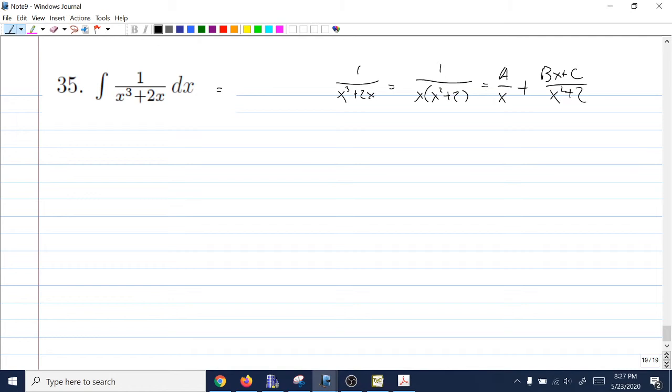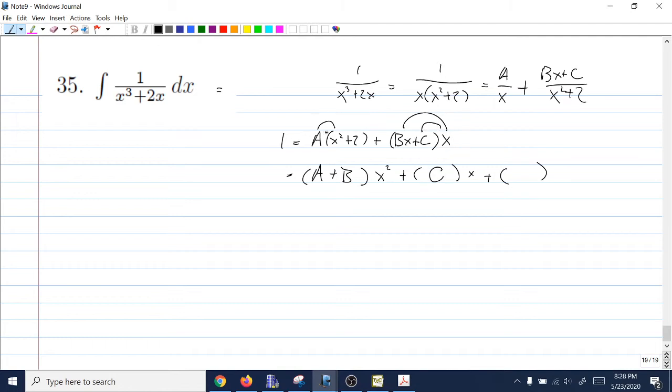If I clear the fractions out by multiplying both sides by x and by x squared plus 2, I'm getting that 1 needs to be a times x squared plus 2 plus bx plus c x. This is how many x squareds, how many x's, what's my constant? The number of x squareds is a plus b. How many x's do I get? I get c, and that's it. What's my constant? My constant is 2a. And this needs to equal 0x squared plus 0x plus 1.